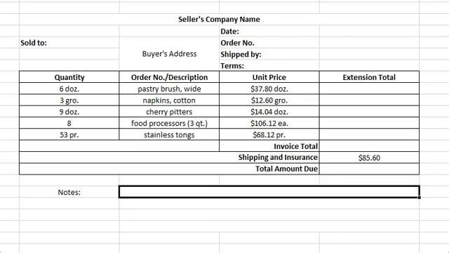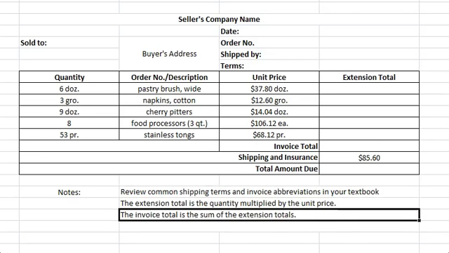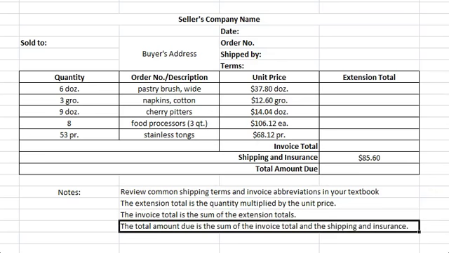Now one thing that you might want to do is go back to your textbook and review common shipping terms and invoice abbreviations, just to make sure you understand what each of those abbreviations is for. Now with this invoice, we still have to fill out the extension total, invoice total, and the total amount due. The extension total is going to be the quantity times the unit price for each item. And the invoice total will be the sum of the extension totals for each item. And then the total amount due will be the invoice total plus the shipping and insurance.